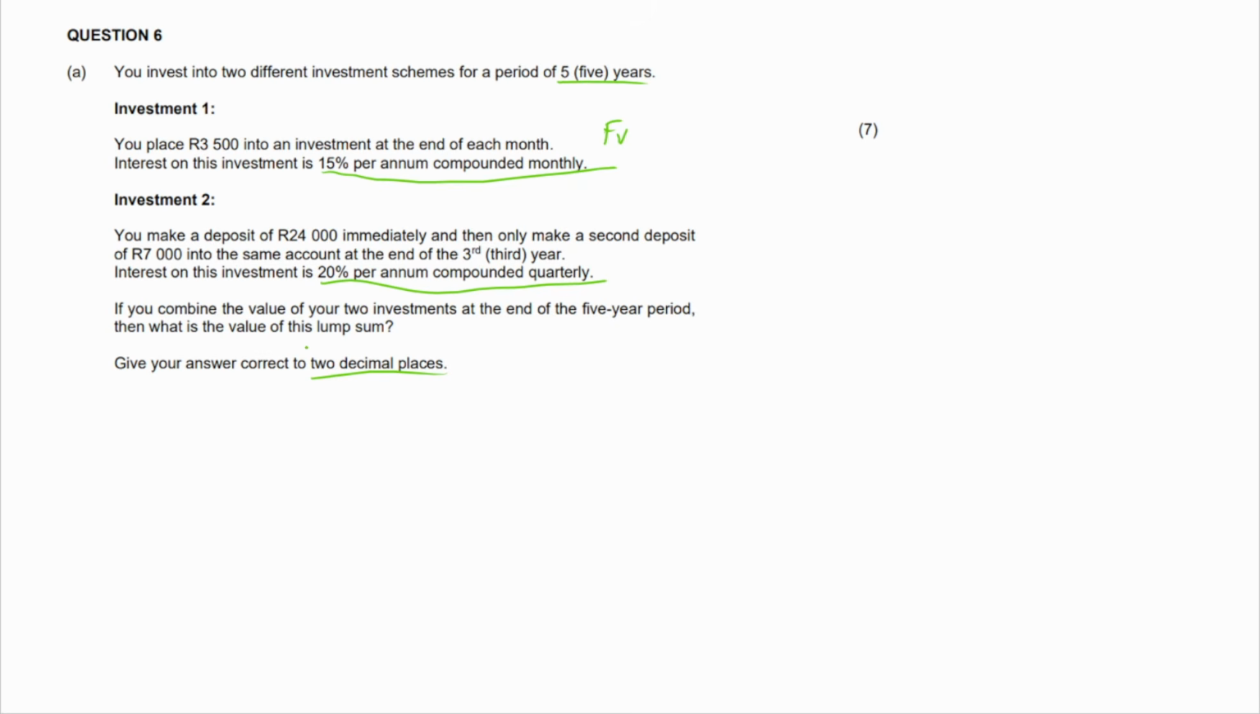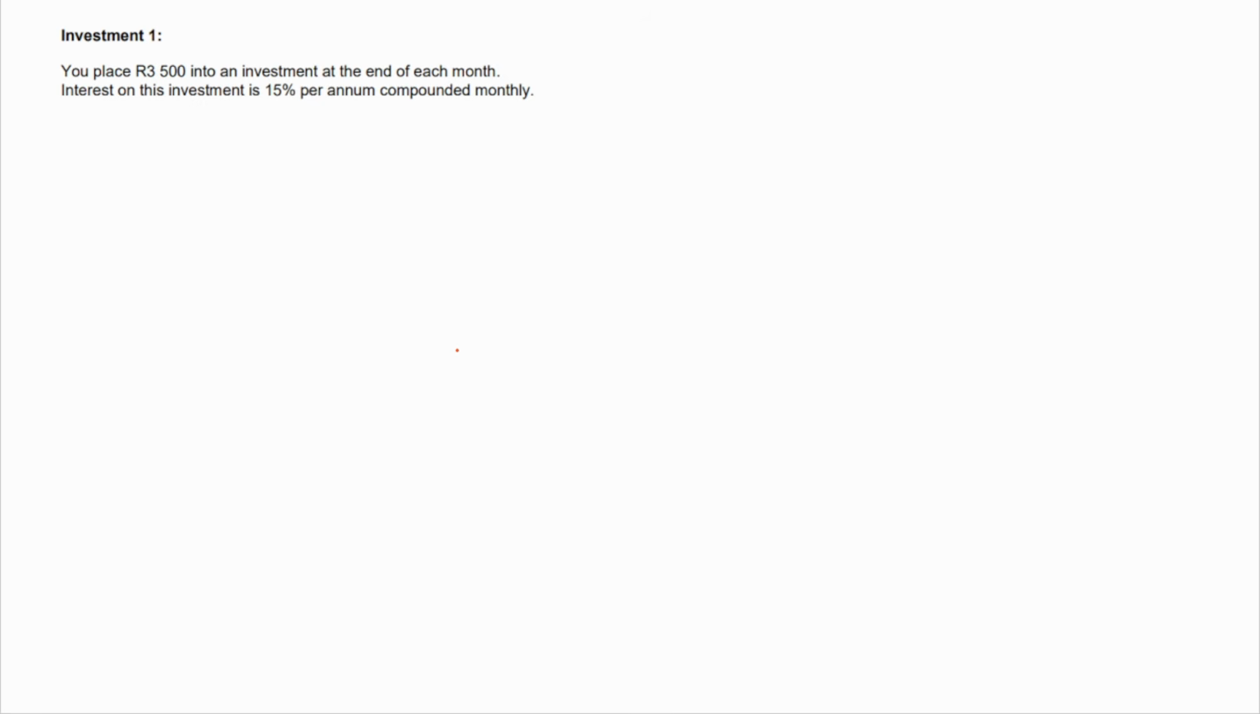Okay, so here they tell us 2 decimal places, but we know we're working with money, so mostly it should be 2 decimal places. Okay, in the past they didn't always tell you 2 decimal places when dealing with money. Okay, but money, 2 decimal places. Anyways, let's tackle investment 1. Okay, so 3,500 Rand into investment at the end of each month, and they give us the interest rate over there. So we know we're going to be using the future value formula for investment 1.